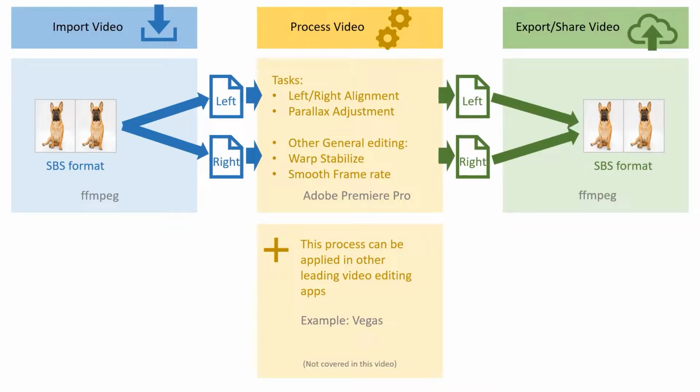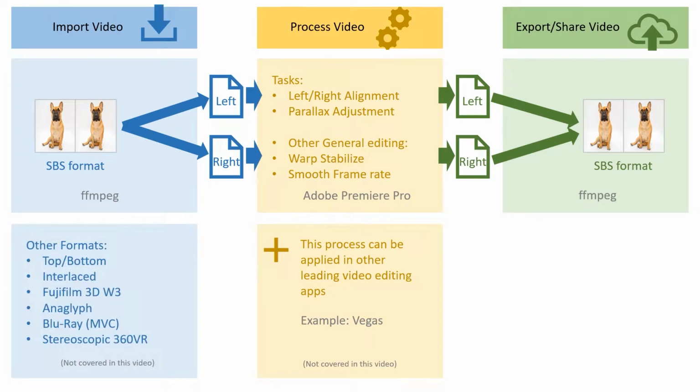On the output side, when we render the video, a very similar thing. We're going to have to export the videos as independent left and right eye videos, and I'm then going to be showing you how to join them back together to create a side-by-side, an SBS format. Again, using ffmpeg.